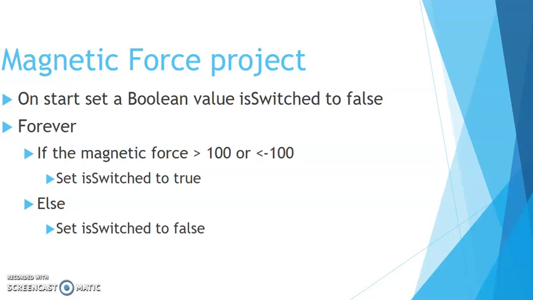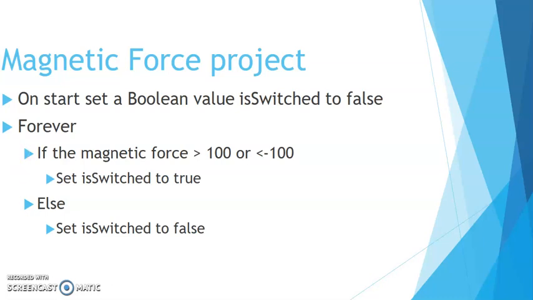And then forever, we're going to check the magnetic force. So if the magnetic force is greater than 100 or less than minus 100, that just means that there is a magnetic force somewhere in the vicinity of the microbit. What I'm using for this is just a little fridge magnet, and I'm just moving it close to the microbit. So that's how I'm going to test this. Then we would set is switched to true, otherwise we will set is switched to false.